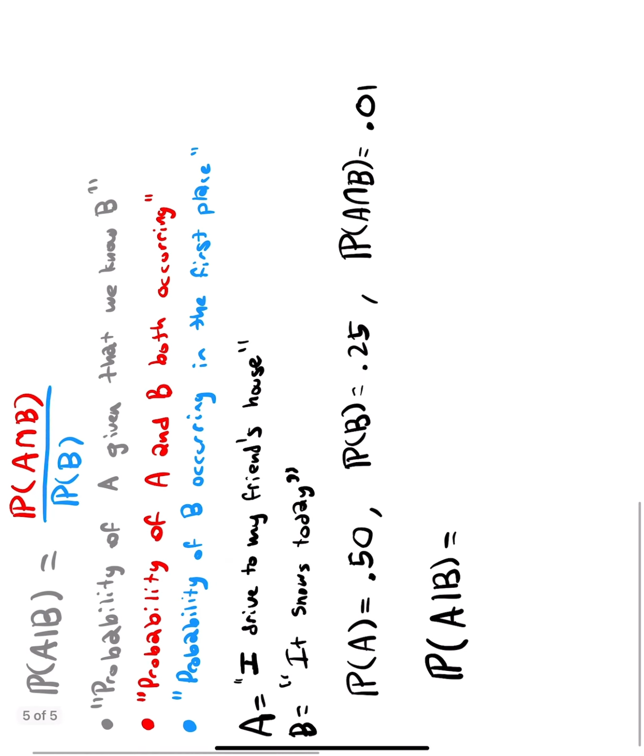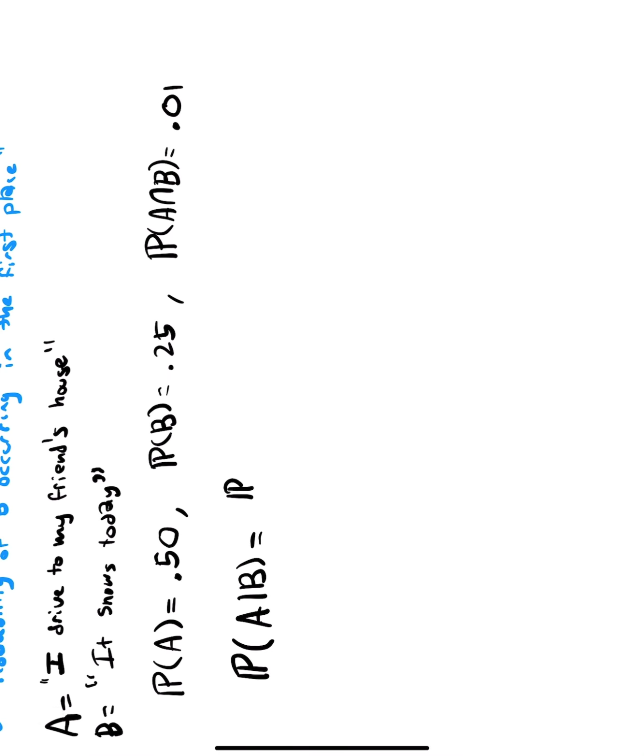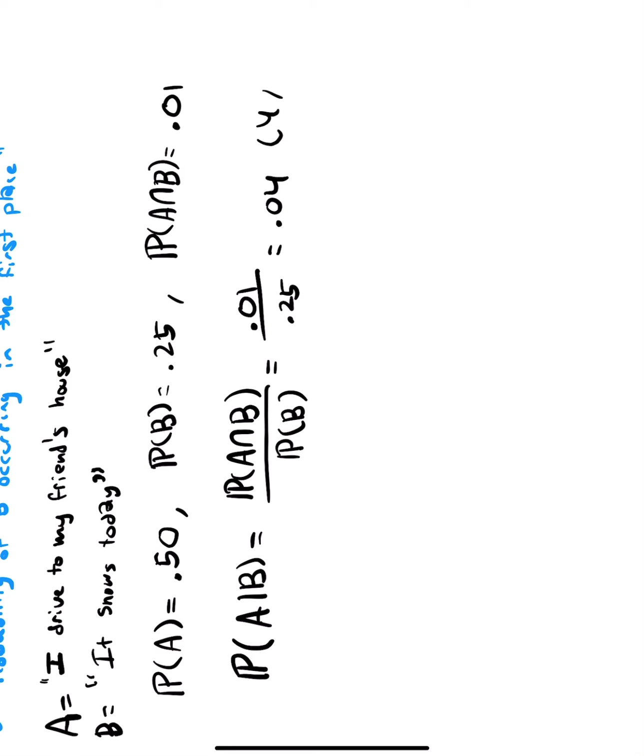We want to compute the probability of A given B. Just to review that formula, let's recopy it. It's the probability of A and B occurring divided by the probability of B. And so you just plug these values in. The probability of A and B, we said that was 1%, and the probability it snows in the first place is 25%. So this is 0.04 or 4%. So it's not very likely that you're going to drive to your friend's house, but it might happen depending on the conditions, if it snows not too heavily.